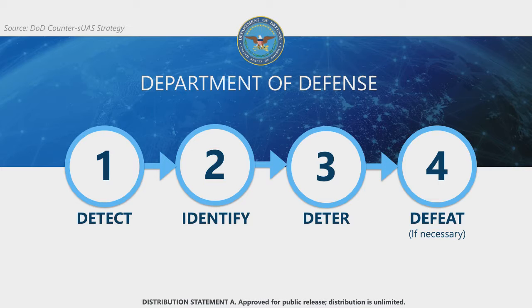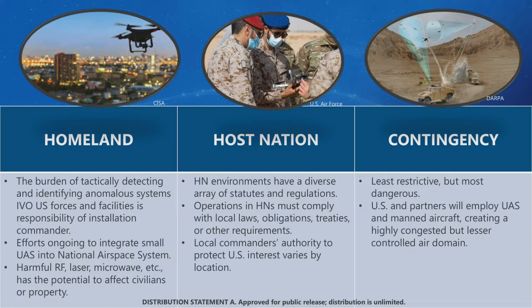And then that brings you to the fourth and final: defeat if necessary. If deterrence fails, then you defeat the drone. And again, within the homeland, that has its own constrictions. However, DoD tends to operate in multiple areas, so they do operate in the homeland.